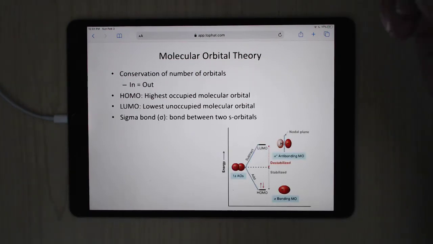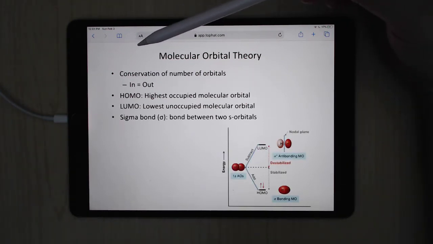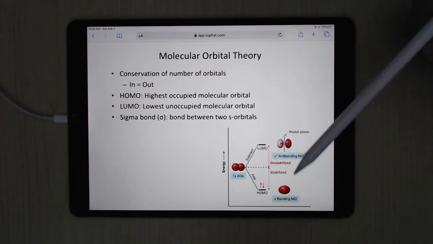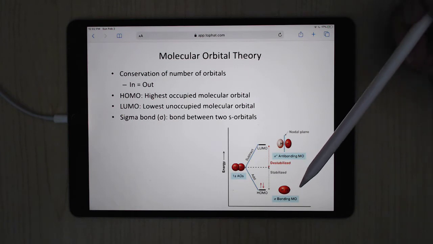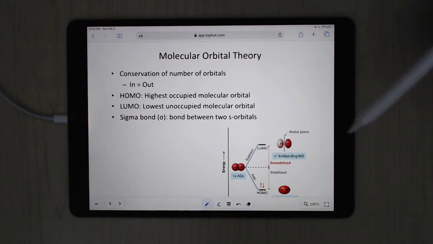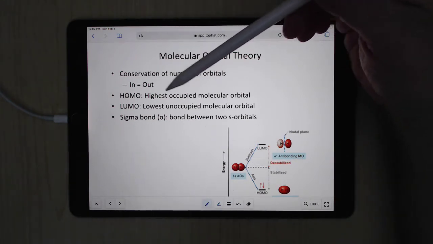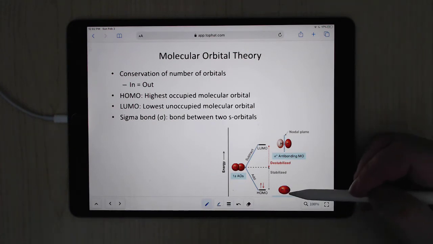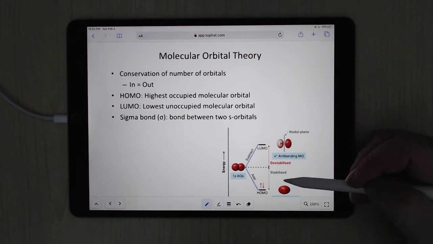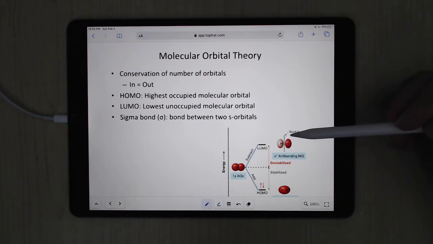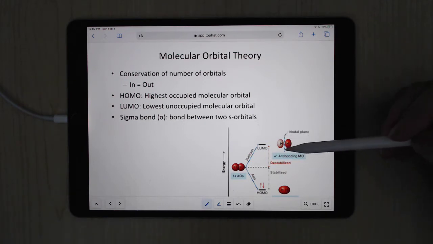Okay, and so there is a conservation of the number of orbitals. So if you have two atomic orbitals, you're going to get two molecular orbitals out. In this case, one of them is going to be bonding, the other one's going to be anti-bonding. So you get two in, you get two out. The highest occupied molecular orbital is going to be this one down here. That's the HOMO, and the LUMO is the lowest unoccupied molecular orbital, and in this case it would be this.